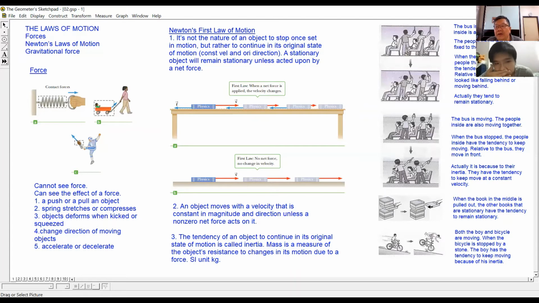Now you look at this case here. Can you explain to me what is happening here? There's a stack of books, then you pull out one book, and the top book falls straight down, rather than moving together with the book that you pull out. Can you explain this in terms of inertia? Why do the books fall straight down? Why don't they follow the book that is moving out?